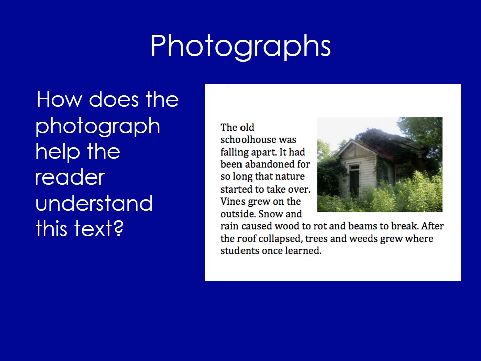I'll read the text. The old schoolhouse was falling apart. It had been abandoned for so long that nature started to take over. Vines grew on the outside. Snow and rain caused wood to rot and beams to break. After the roof collapsed, trees and weeds grew where students once learned. By having that visual, it helps them to understand, if they've never seen something that's falling apart like that, like a building, to really understand what it is the author's trying to tell them.